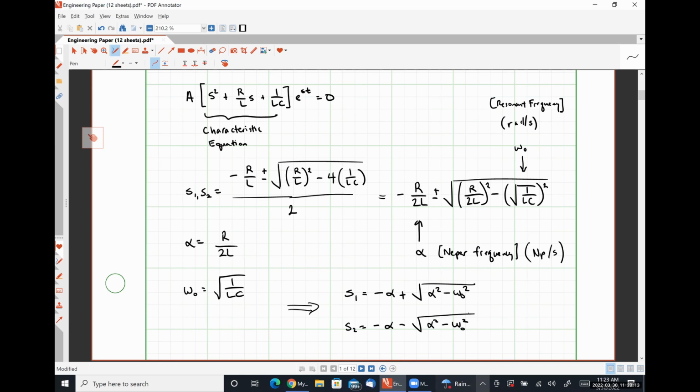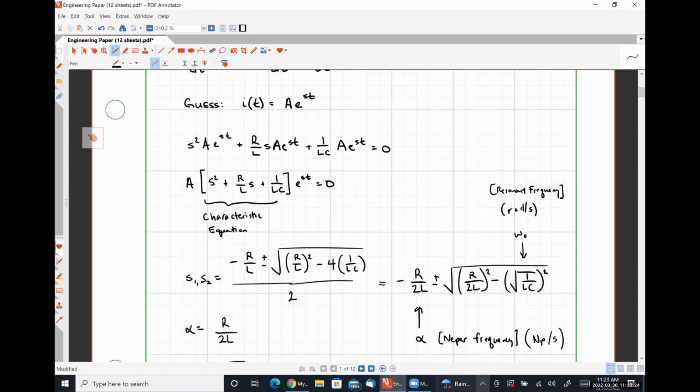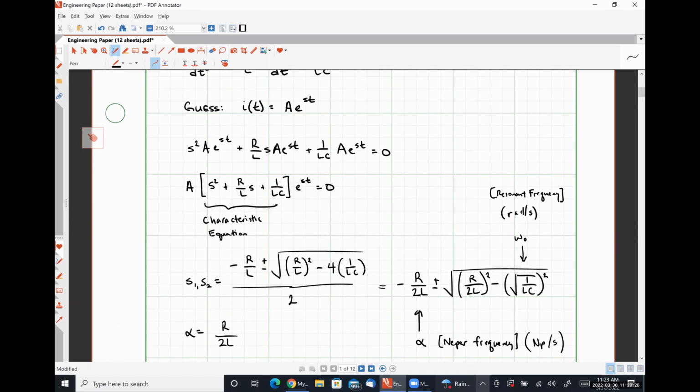So this leads us to our response. If we look at our guess value here, that would indicate that the frequency is too fast for those components, the inductor and the capacitor, to keep up, basically, with the oscillation.